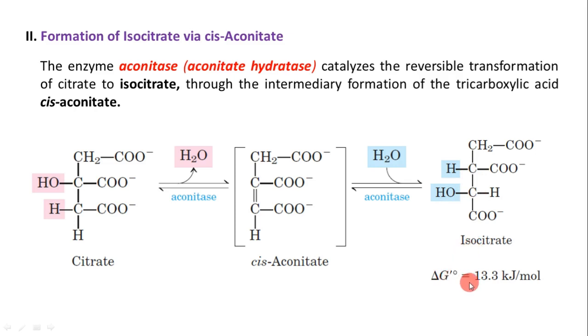Here the delta G0 is equal to 13.3 kilojoule per mole. The enzyme catalyzing the whole reaction is aconitase or aconitate hydratase. In the first step, one water is taken away, and in the second step, one water is added.